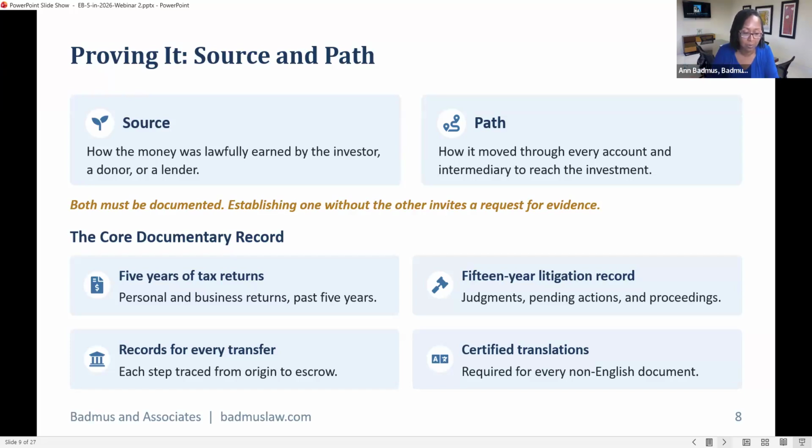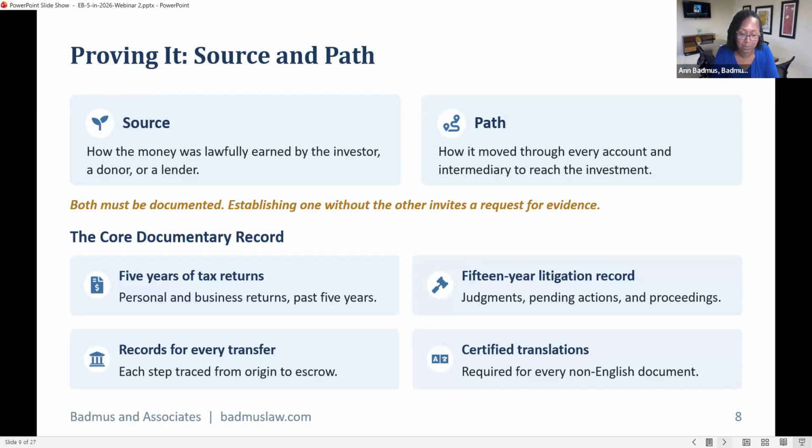In addition to that, we have what's called a core documentary record, which forms the source of funds. Even if you were gifted the funds, information about you, as well as the donors, has to be presented. What they usually look for is 5 years of personal tax returns, and if you have a business, business tax returns as well. They look for any kind of litigation record, 15 years of litigation and administrative, so lawsuits against you, covering any judgments, any pending criminal and civil matters, and any government administrative proceedings, whether in the US or overseas.